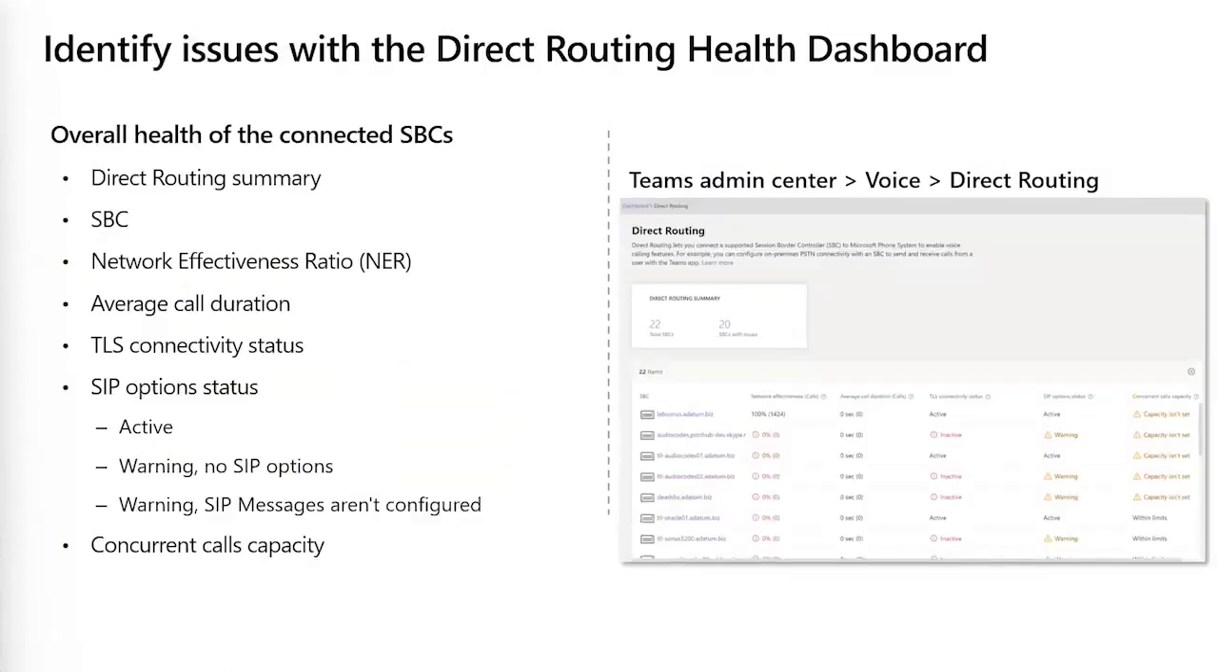There's a direct routing health dashboard as well. So information on things like average call duration I just mentioned, the network effectiveness ratio. That is, was a call completed? Now, even if let's say you call me and I send the call to voicemail, that's still a successful call. So that call was completed. It reached its destination even though I didn't answer the phone. It sent it to voicemail. So that factors into the network effectiveness ratio.